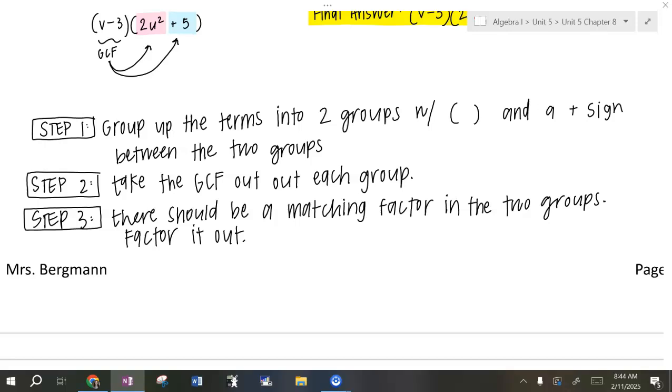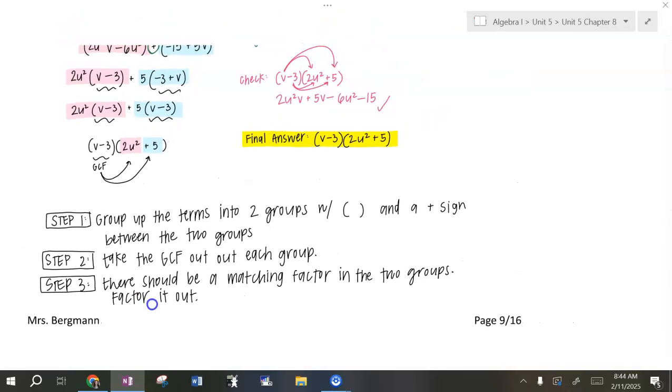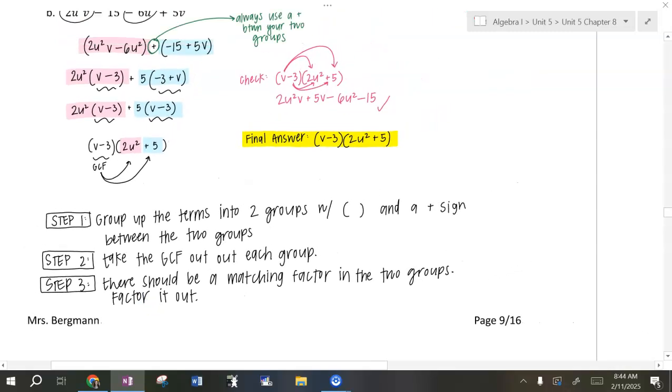After we took the GCF out of each group, in step 3, there should be a matching factor in those 2 groups. Like on example B, it was v minus 3 that was matching between the 2 groups. So we factored out the matching factor, and then we checked our final answer. So see if you can follow those 3 steps and do the problems on the next page.